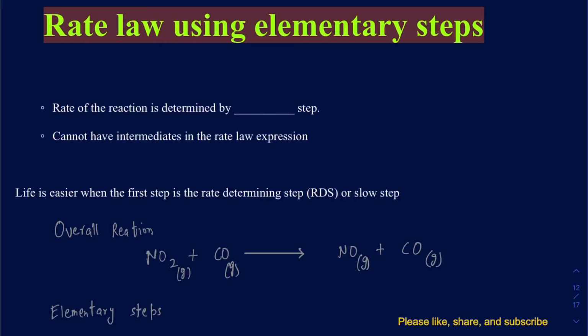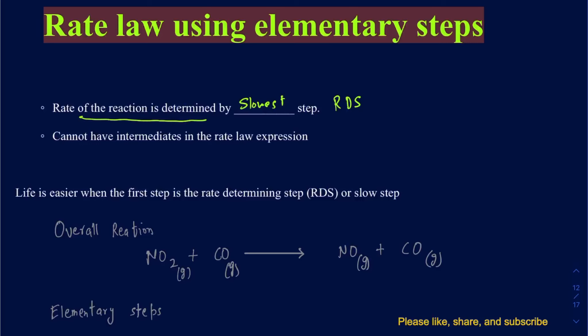When you are given more than one elementary step, the rate of the reaction is going to be determined by the slowest step. Another way of saying it, your rate determining step, also called an RDS, is going to be the slowest step, not the fastest step. And you're only going to be focusing on the slowest step in that particular case.